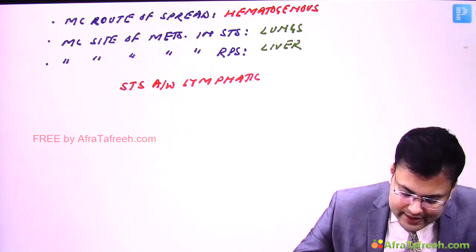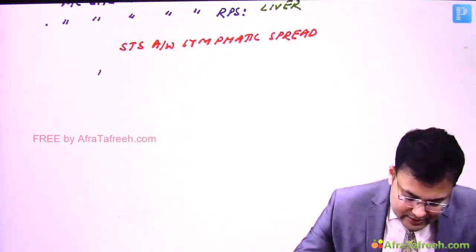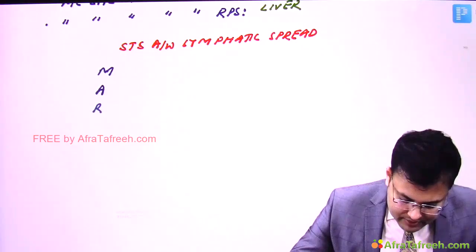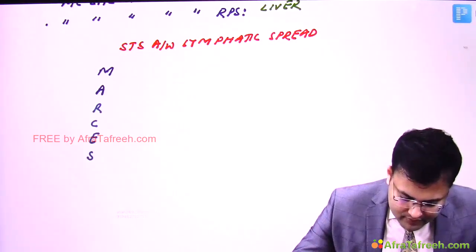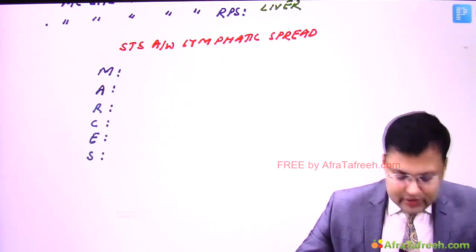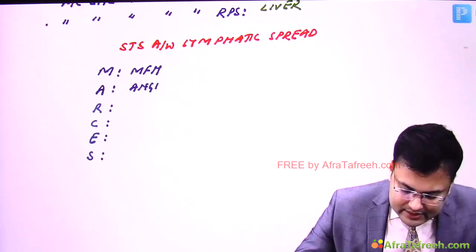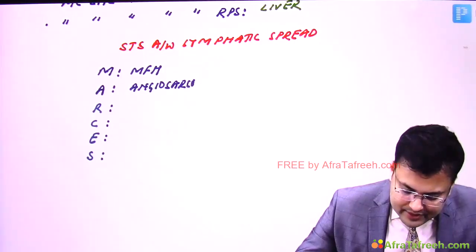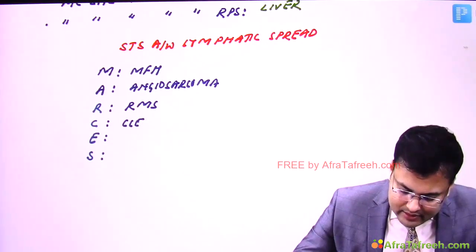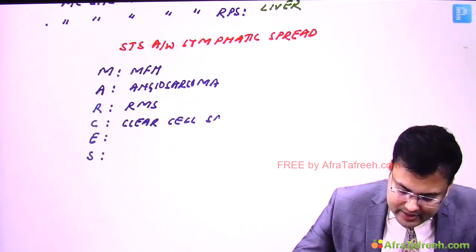Okay, and it is very easy to remember. Why? Because there is a mnemonic, and the mnemonic is MARCES. So what is the full form? M, malignant fibrous histiocytoma. A, angiosarcoma. R, that is rhabdomyosarcoma. C, that is clear cell sarcoma. E, epithelial sarcoma.